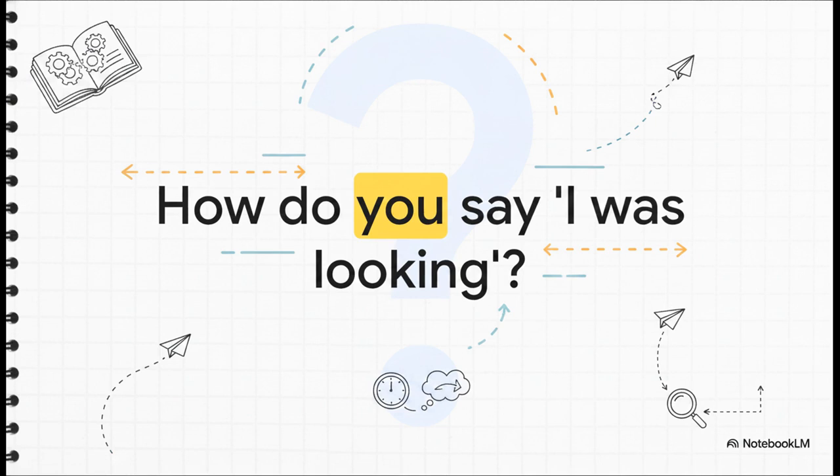How do you say I was looking in Spanish? It seems like it should be simple, right? But if you only know how to say I looked as a one-time completed action, well, you're gonna get a bit stuck. We really need a way to express an action that was actively in progress. So we're gonna fill that exact knowledge gap today.